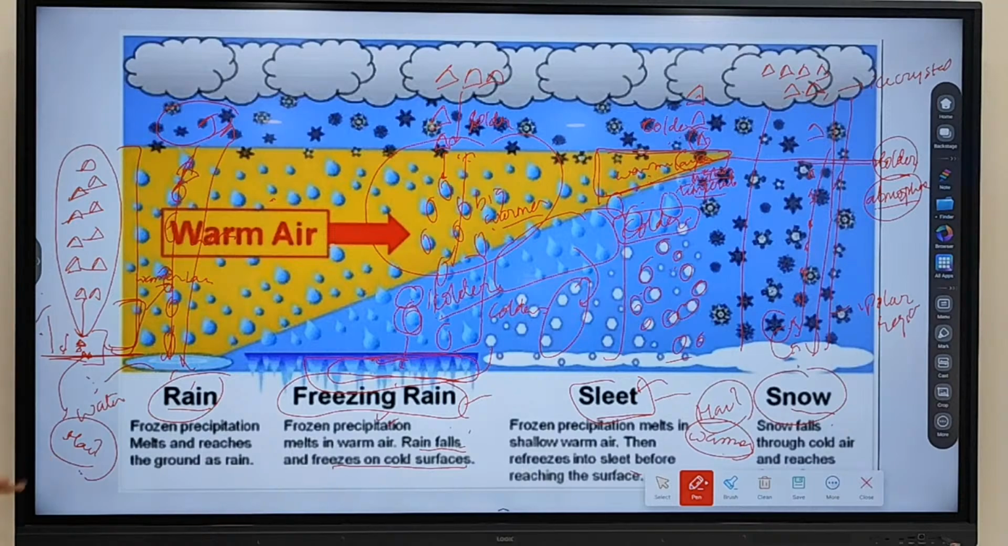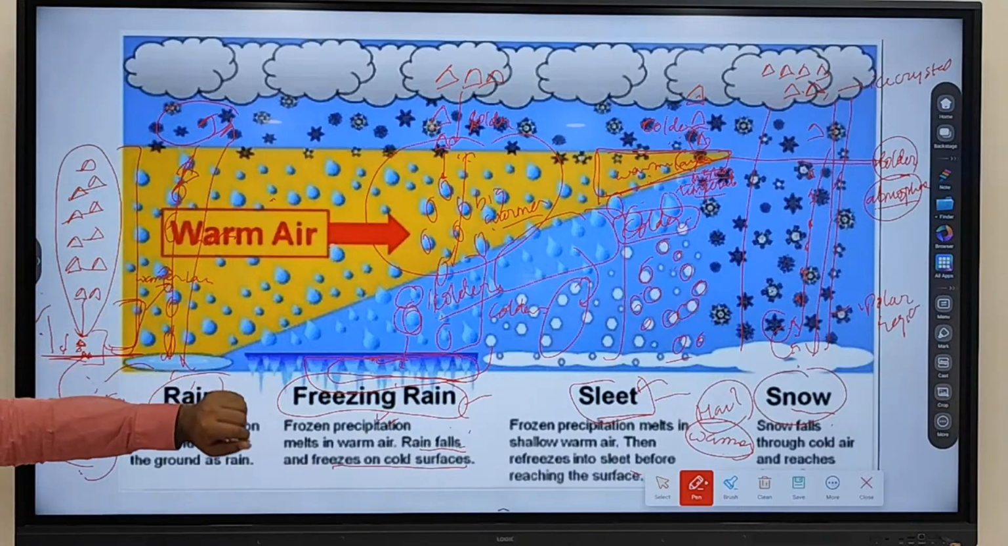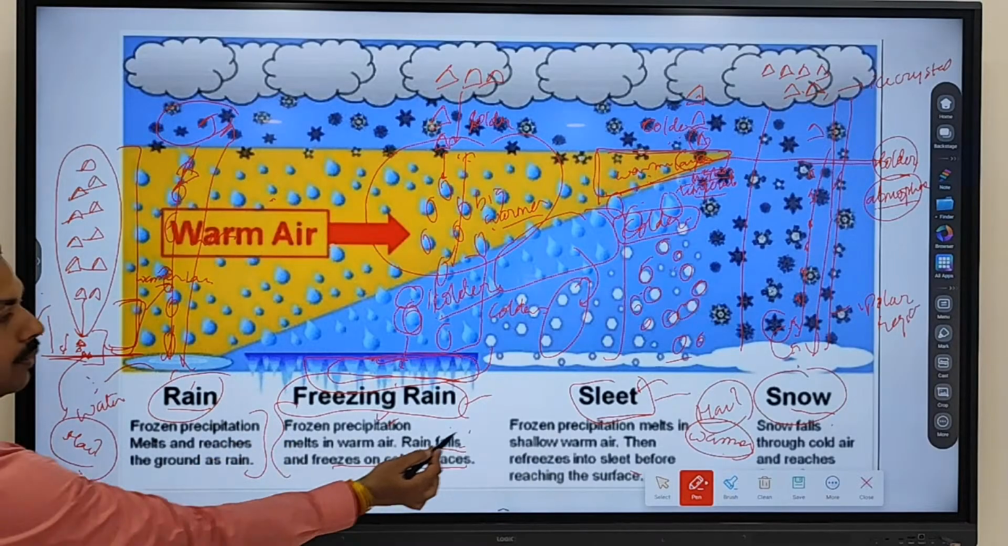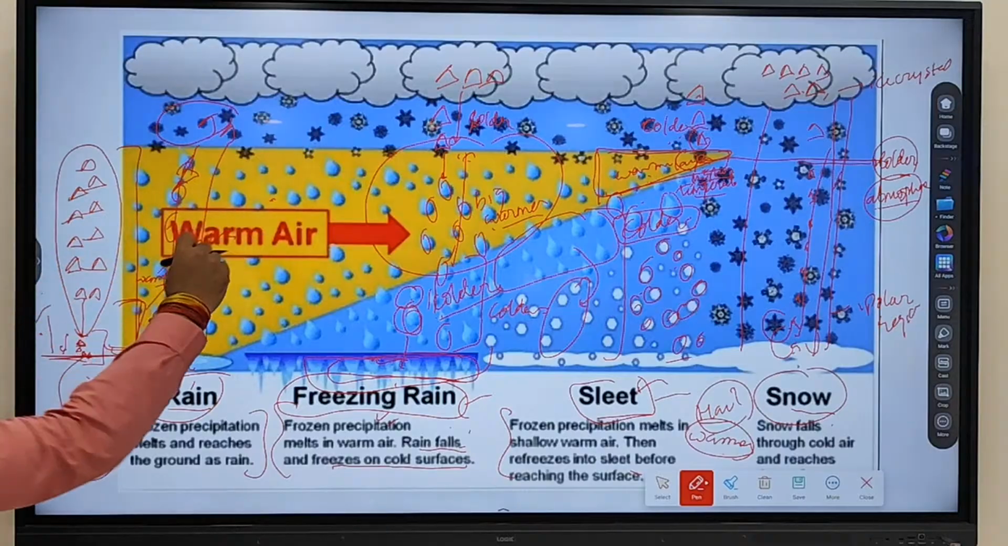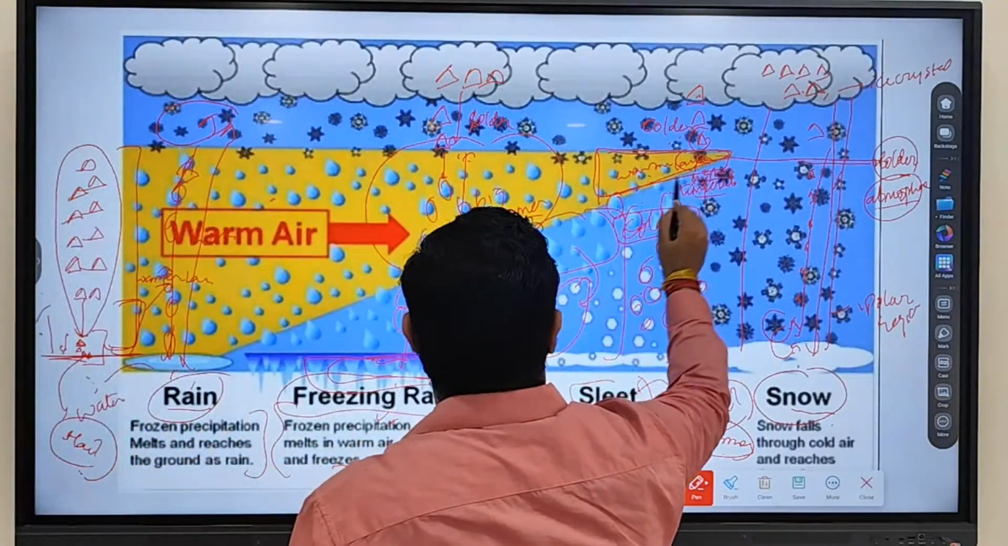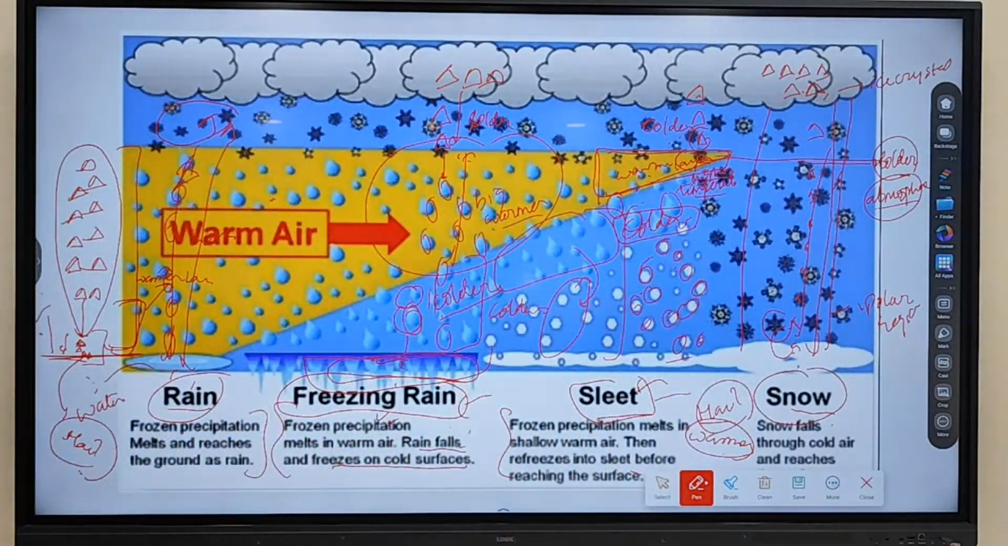Fine. So just make this diagram and write down these parts. What is rain? What is freezing rain? What is sleet? What is snow? Make a cloud over here, show this warmer layer like this, and show how these things are being formed. These are called forms of precipitation. So hail, freezing rain, sleet, snow, and rain are referred to as forms of precipitation.